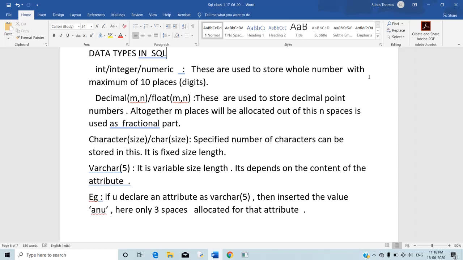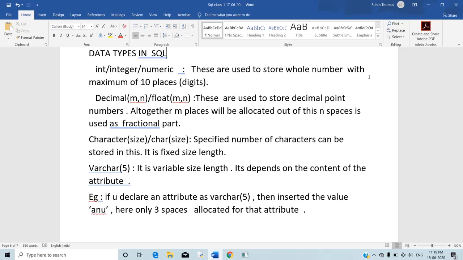And the next data type is character. Character can be written as the complete word character, or you can use char. You can give an argument inside that bracket, so the specified number of characters can be stored in this. So if I am going to say character 5, you can store 5 characters under that attribute.